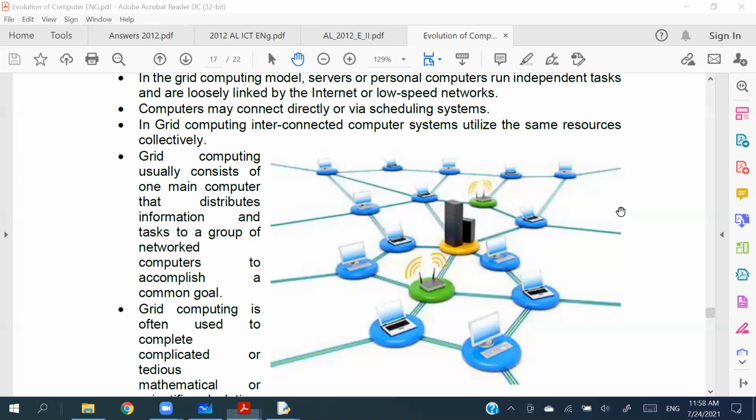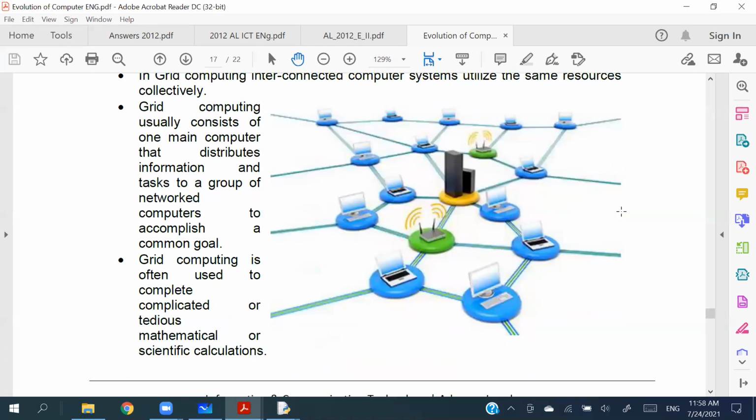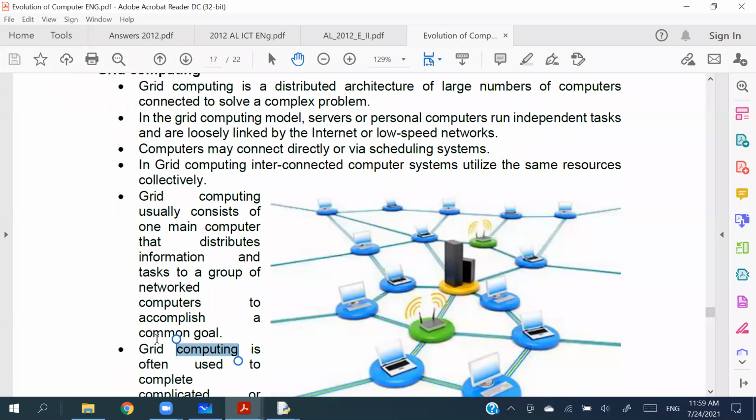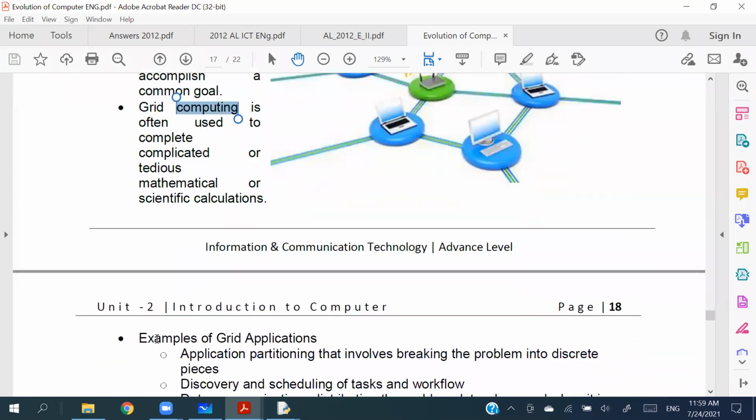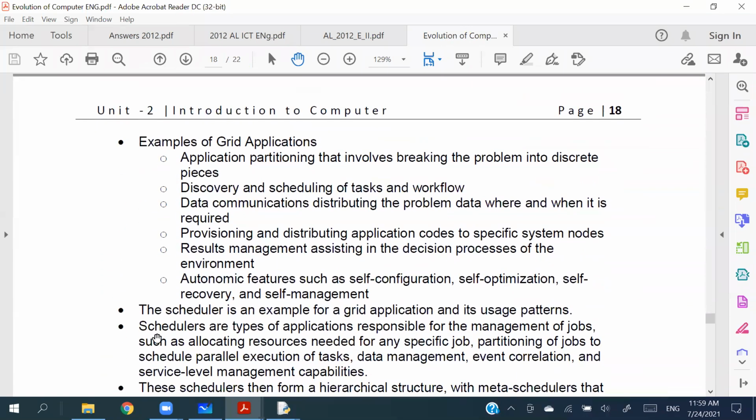In the last point, it says grid computing is often used to complete complicated or tedious mathematical and scientific calculations, right? Those are rocket science kind of things. So remember, in grid computing the critical point is the network. The network of computers is participating in solving one big problem. That is what we call grid computing, right?